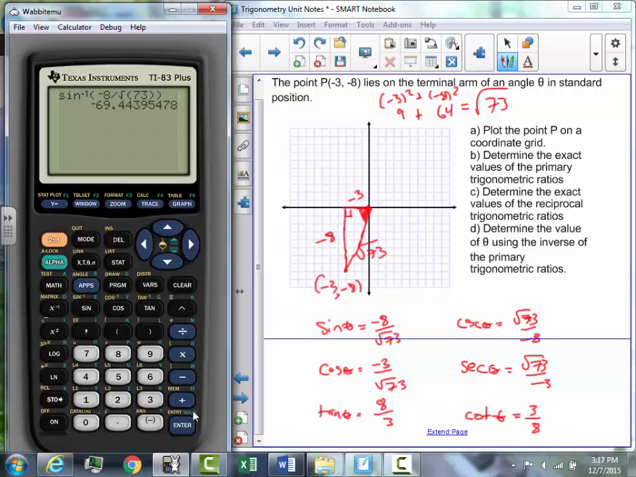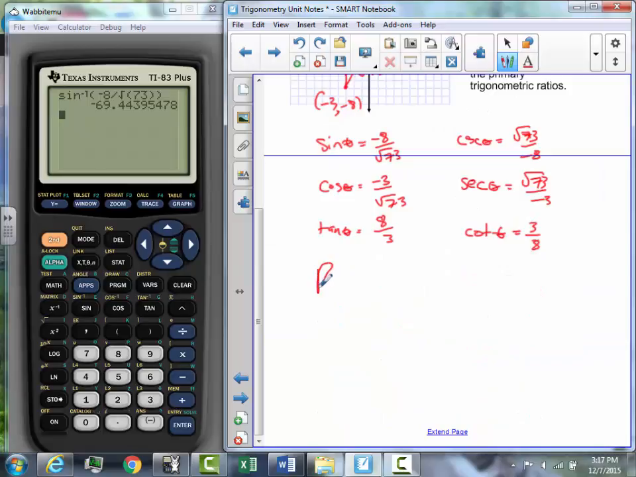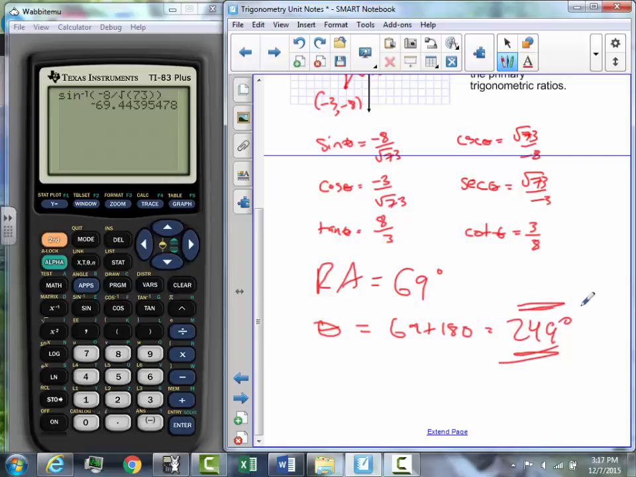Okay. -69 degrees. Can we just ignore the negative and just pretend it's 69 degrees? That 69 degrees is this little angle right here. The problem is, though, that's not theta, because theta is all the way around the circle. So what we've just calculated now is that my reference angle is 69 degrees. But the actual angle that I'm looking for is 69 plus 180, which is 249. That's actually the angle all the way around the circle behind you.